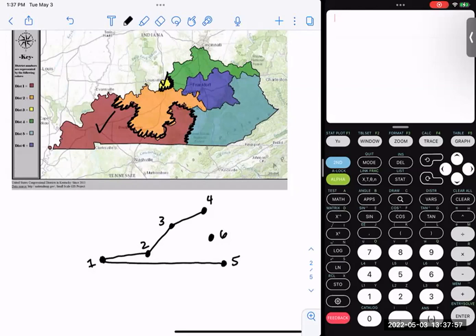The orange one, I've already got a lot of those. So I've already got District 2 with both 1 and 3. But if you look, that orange district actually borders every district, right? So I don't yet have one from District 2 to District 4, the orange to the green. So I'm going to do that one. And then District 2 to District 5.